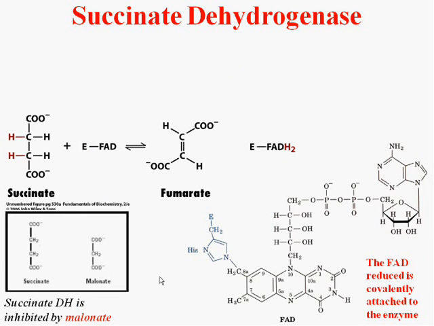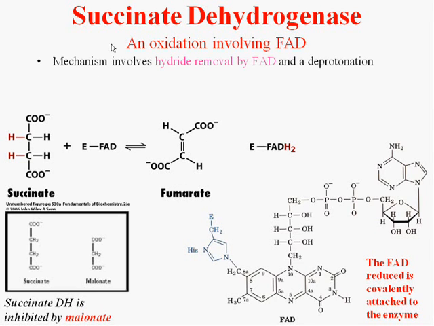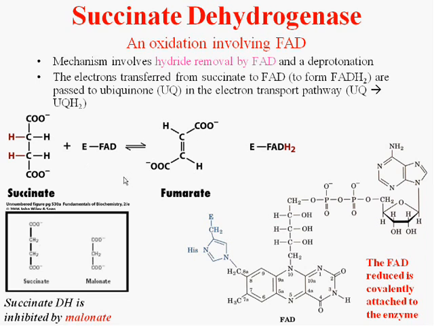Okay, let's look at the succinate dehydrogenase reaction. It's an oxidation involving FAD as your redox cofactor. Here's succinate. An H minus gets removed and transferred to FAD. An H plus gets transferred as well. I end up with FADH2 and fumarate. Please don't forget, that's your hydride removal by FAD and a deprotonation. H plus and H minus both get added to the FAD right there.